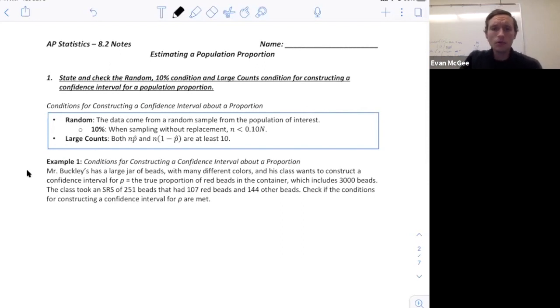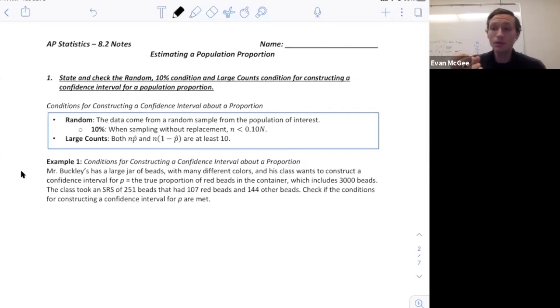The first example: Mr. Buckley has a large jar of beads with many different colors, and his class wants to construct a confidence interval for P, the true proportion of red beads in the container, which includes 3,000 beads. The class took a simple random sample of 251 beads that had 107 that were red and 144 that were not red. Check the conditions for constructing a confidence interval for P, see if they are met.